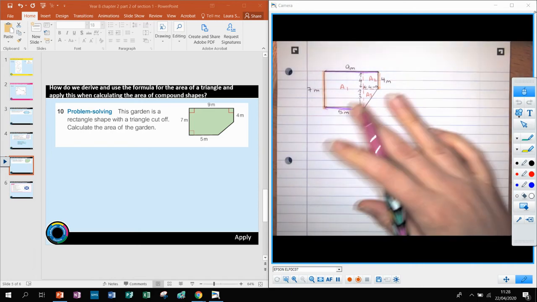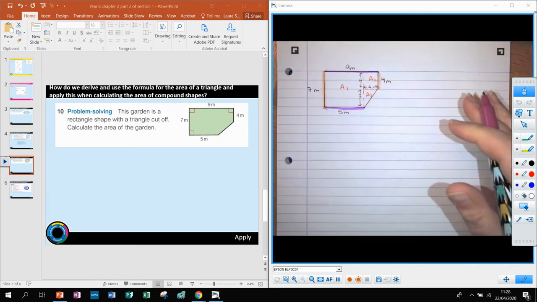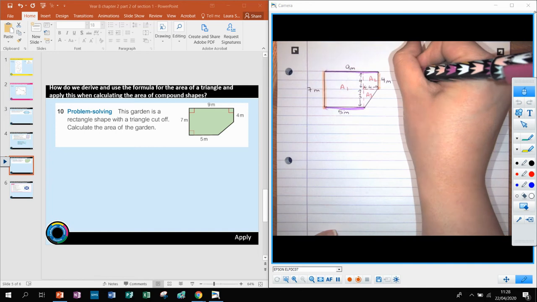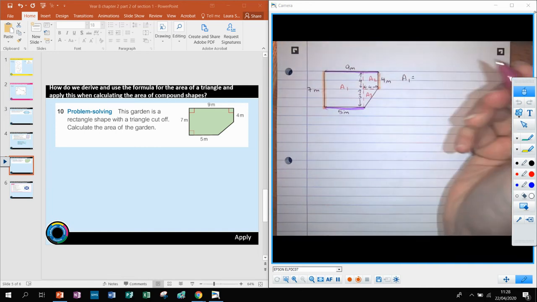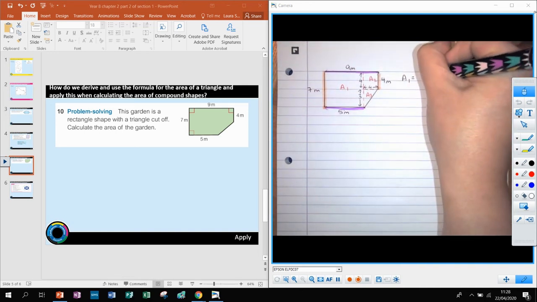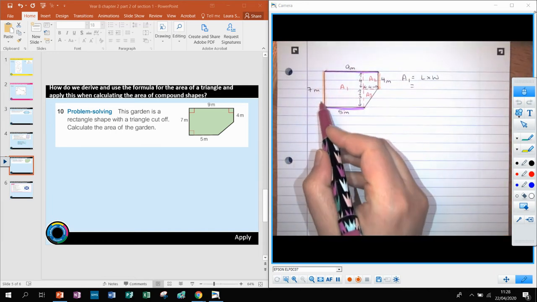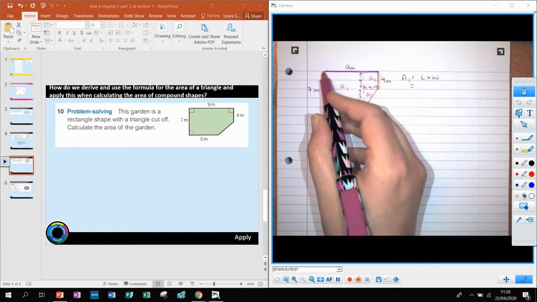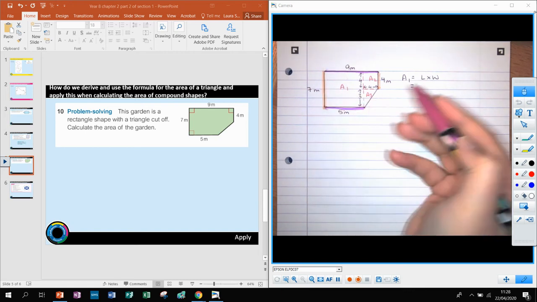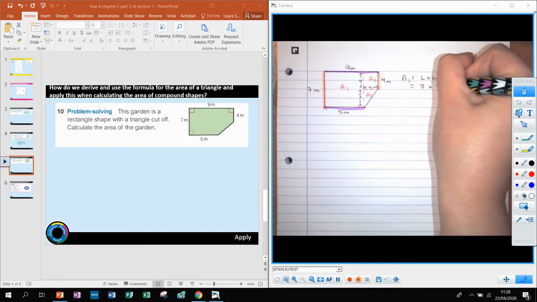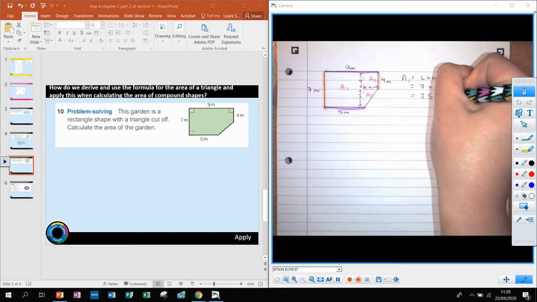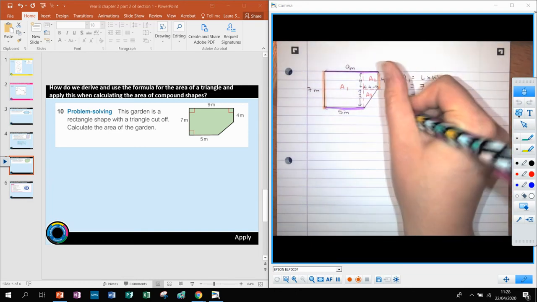Okay? So now that I've got all my measurements, I can look at each shape separately. So let's look at area 1 first. This is a rectangle, so let's say its length times the width. Okay, and that's going to be 7 times 5 because those are the two sides of that rectangle. So 7 times 5 is equal to 35 meters squared.